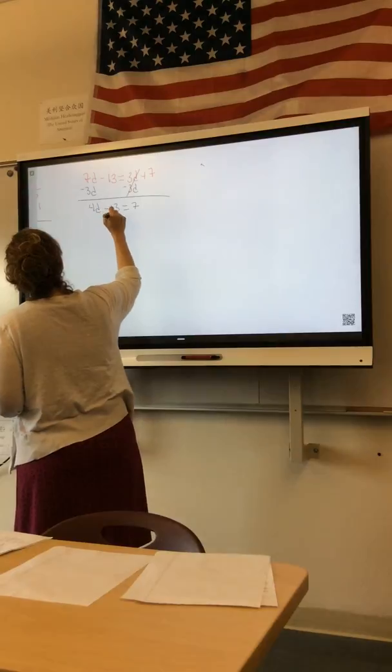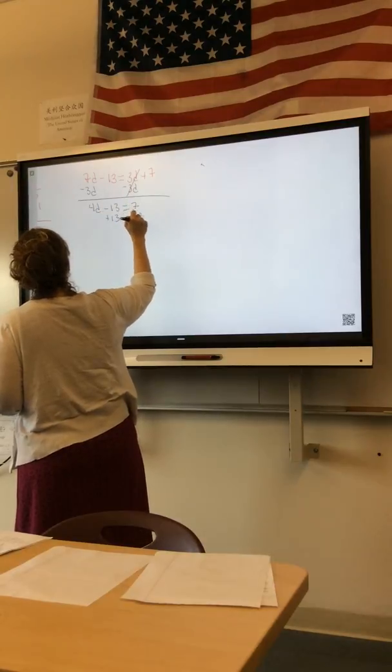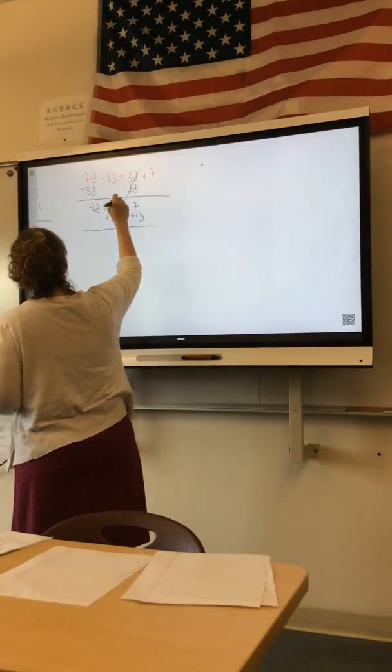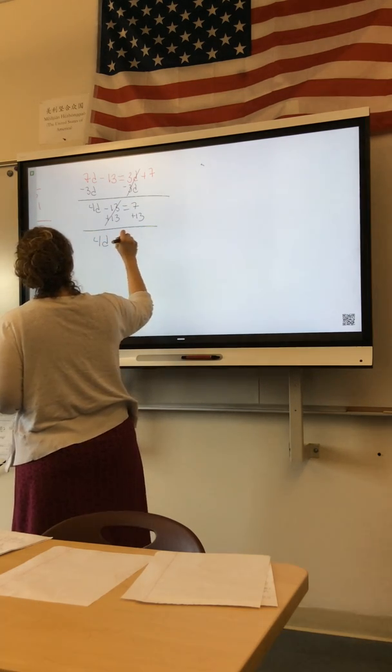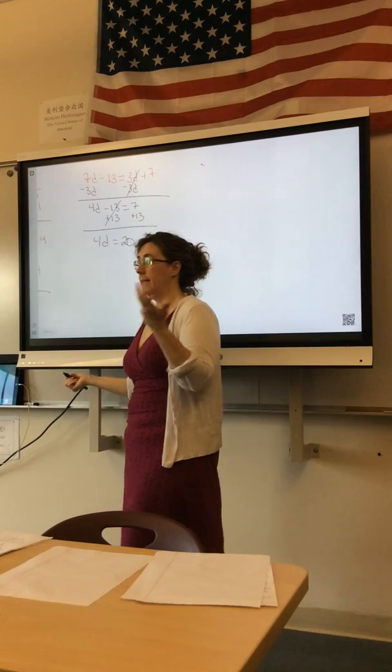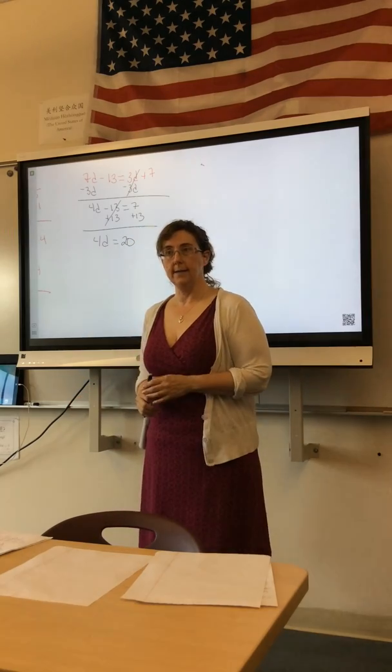Now I want to move my 13 over to this side. That crosses out. I'm left with 4d is equal to 20. Once I've done that, now I have a simple one-step equation, right?